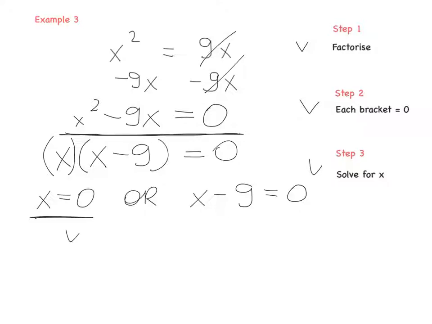So we have minus 9. We need to get rid of it. So plus 9, x equals 9. Done.